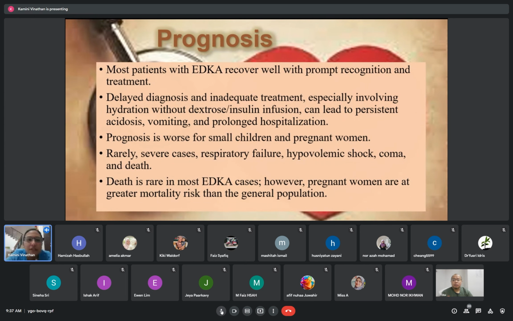Prognosis: most patients with euglycemic DKA recover well with prompt recognition and treatment. Delayed diagnosis and inadequate treatment, especially involving hydration without dextrose or insulin infusion, can lead to persistent acidosis, vomiting, and prolonged hospitalization. Prognosis is worse for small children, and cases with respiratory failure, hypovolemic shock, coma, and death. Death is rare in euglycemic DKA. However, pregnant women are at greater mortality risk than the general population.